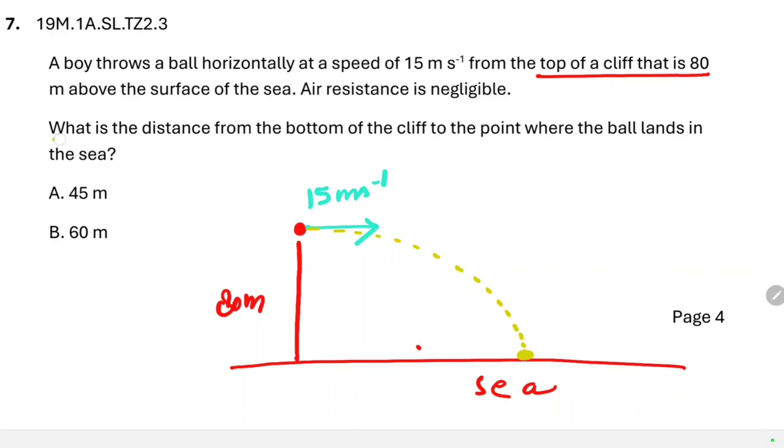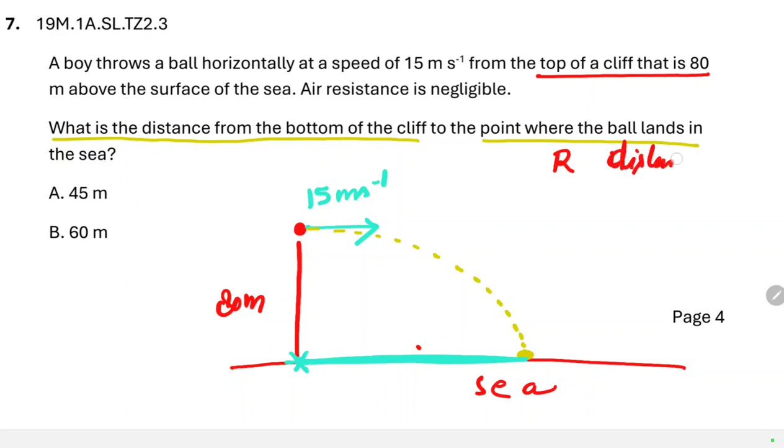Okay, cool. So what is the distance from the bottom of the cliff to the point where the ball lands? That means they're asking the distance between this, the bottom of my cliff, and this, where the ball lands. So basically this sky blue distance, that means the range, that means the distance covered in the x-axis, right? Okay, cool. So to find out that, I simply know the velocity of the x-axis. Velocity in the x-axis is 15 meter per second, right? And they have asked the distance in x-axis, right?